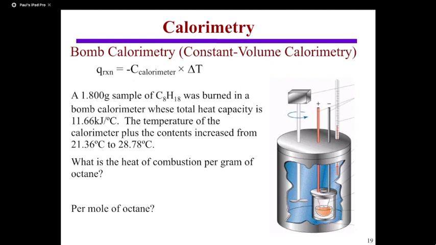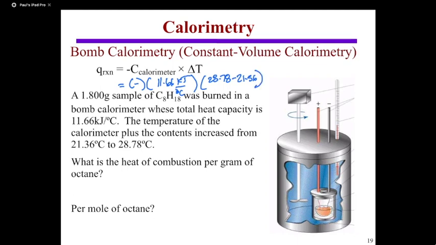And so here is an example of the type of question you might see. A 1.8 gram sample of octane C8H18 was burned in a bomb calorimeter whose heat capacity is 11.66 kilojoules per degree Celsius. The temperature of the calorimeter plus the contents increased from 21.36 to 28.78. What is the heat of combustion per gram of octane? Okay. Well, first of all, to find out how much the heat of combustion is, we use the equation at the top. And so I will do this equals a negative sign times the heat capacity, kilojoules per degrees Celsius, times final 28.78 minus initial.